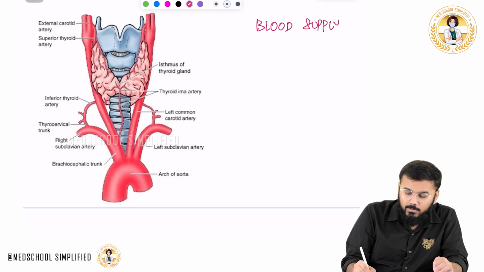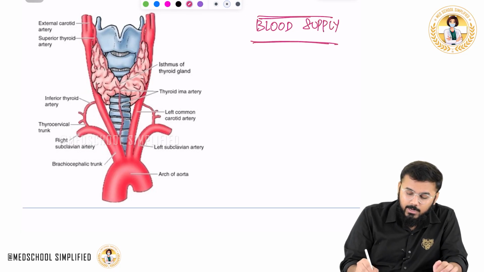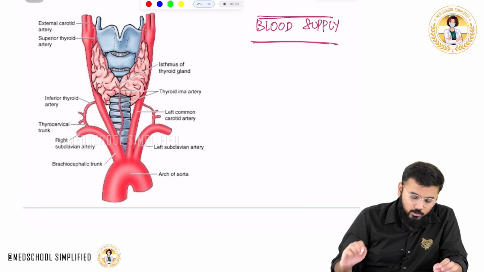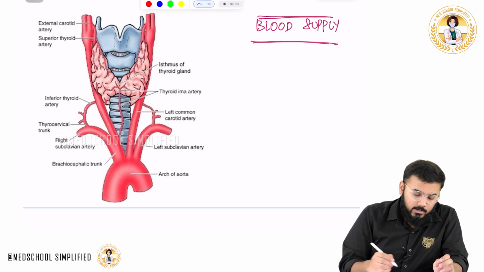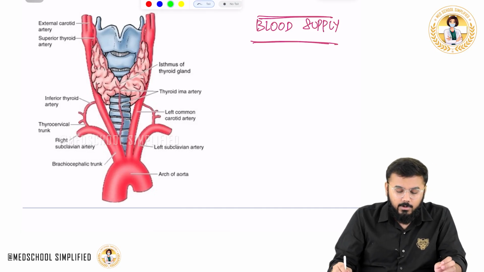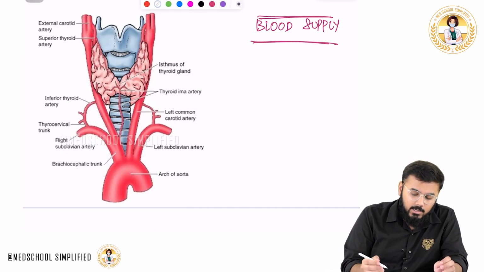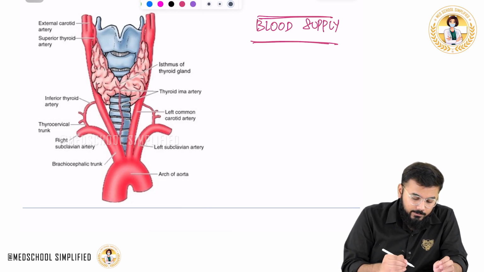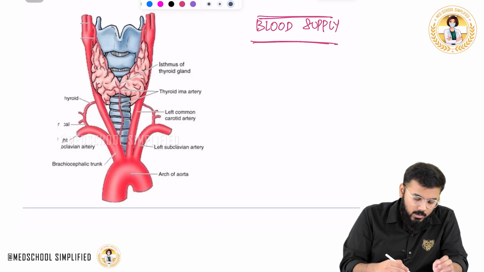Let us discuss the blood supply. Now when it comes to the blood supply, I want you to understand one very important thing. You see an artery over here, this particular artery. So what I will do is remove the arteries which are not necessary. First of all, let me remove all of these parts so that very clearly I can discuss what are the different arteries over here.